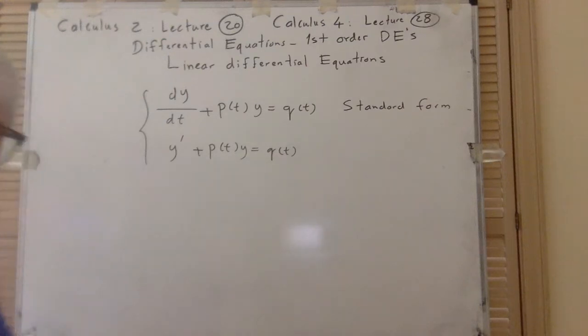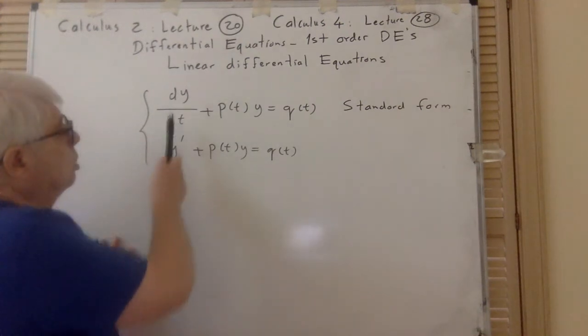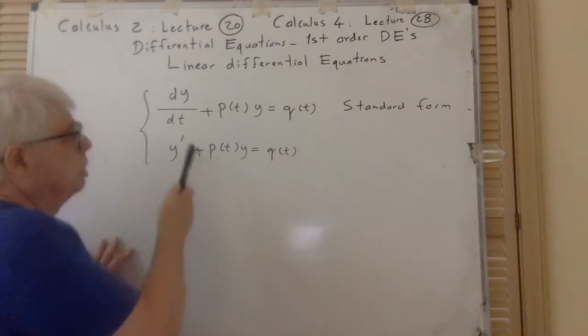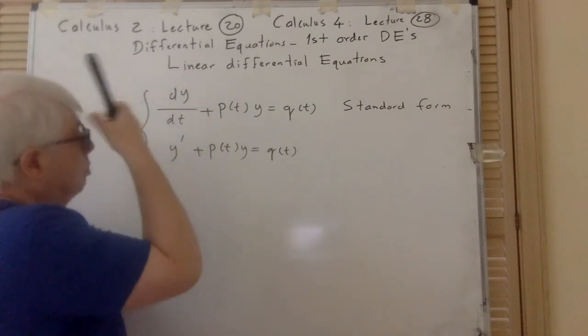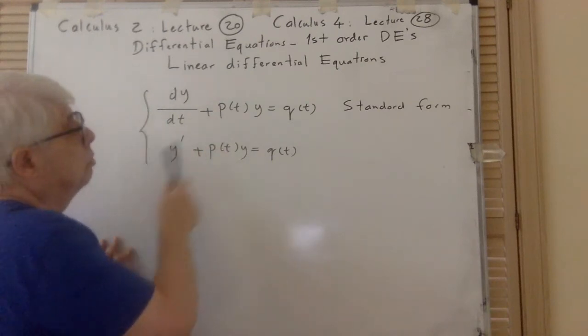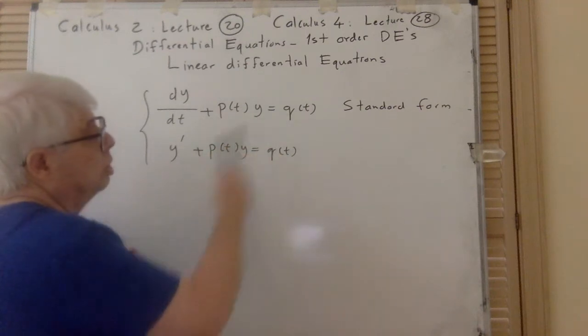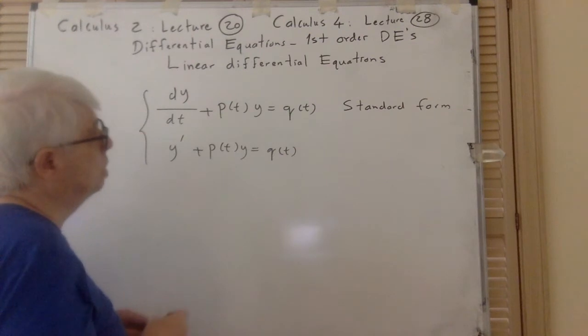So, a linear differential equation is something like that. I assume that y is a function of t. Now, it can be a function of x. But anyway, if y is a function of t, time, then I have a derivative. Then here I have p(t), a function of time, times y, and on the other side I have a function of time, q(t). This I call standard form.